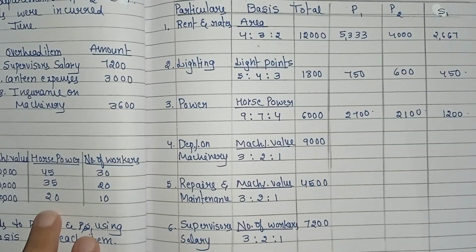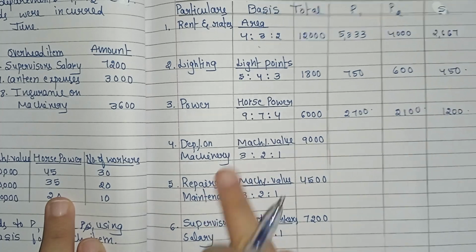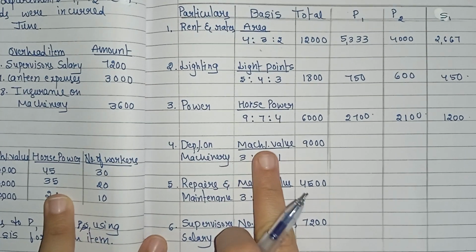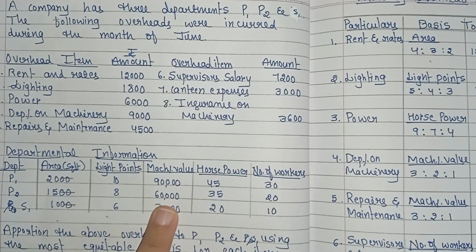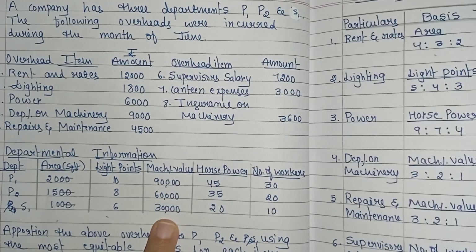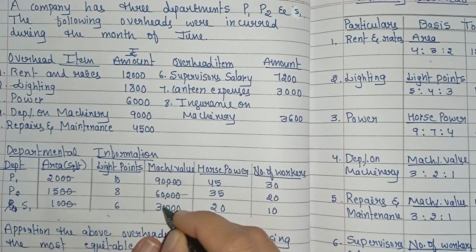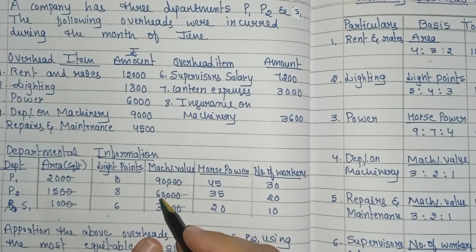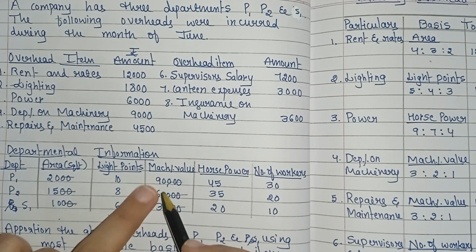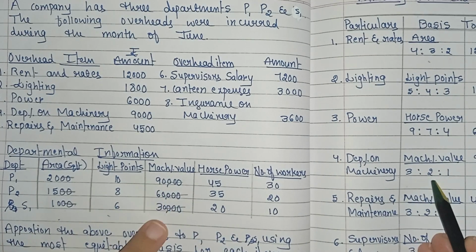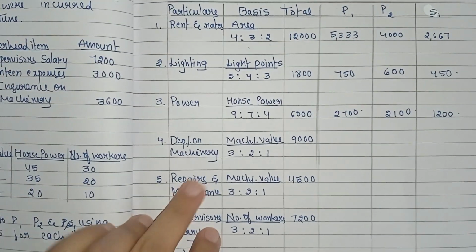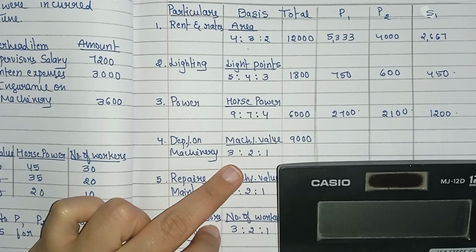Simple mathematics, right? So the next one is depreciation on machinery. We need to allocate it on the basis of machine value. Here the machine value is 90,000 for P1, 60,000 for P2 and 30,000 for S1. Here what you have to do is remove 4 zeros, so the remaining is 9, 6, 3, and we need to divide by 3. 3 3s are 9, 3 2s are 6, 3 1s are 3, right? So the ratio is 3:2:1. 3 plus 2 plus 1, total is 6.